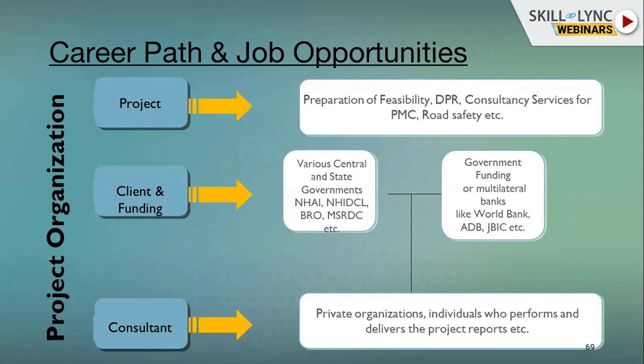So before going to the next slide, I will just try to give a brief on how these job opportunities and our whole system lie. A project means a feasibility study, DPR, consultancy services for project management, consultancy, road safety, etc. So for these projects, clients and funding are there. Clients are various state governments, NHAI, NHIDCL, BRO, MSRDC, and government funding, multilateral banks, World Bank, ADB, JBIC, etc. And who does these projects mainly? Consultants, private organizations, individuals who perform and deliver the project reports, etc. So this is the project organization on a page.